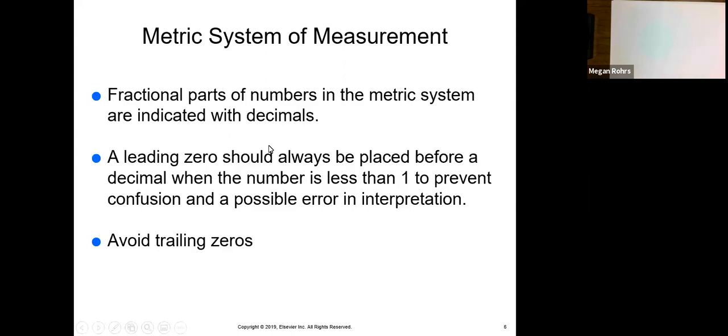So anytime we have a number less than 1 in the metric system, we want to make sure that we are using decimals rather than fractions. We always need to make sure we have a leading 0, which I'll show you here in a second. We want to have a leading 0, and we also want to avoid trailing zeros here. So let's take a look at what I mean by that.